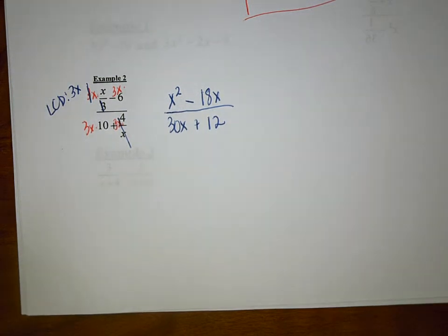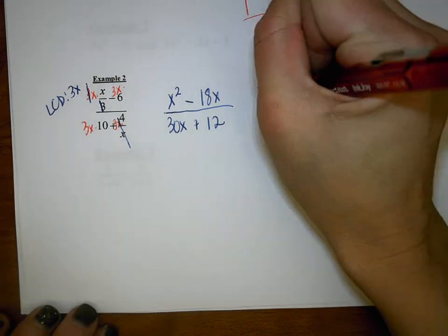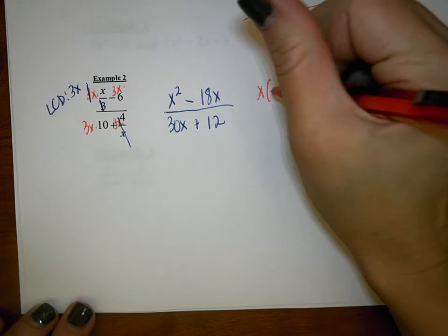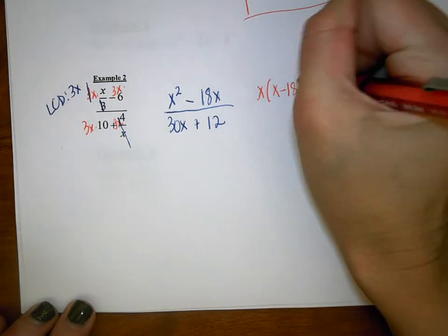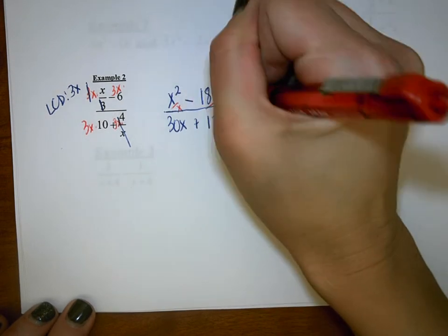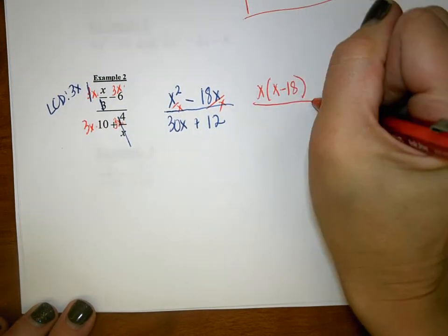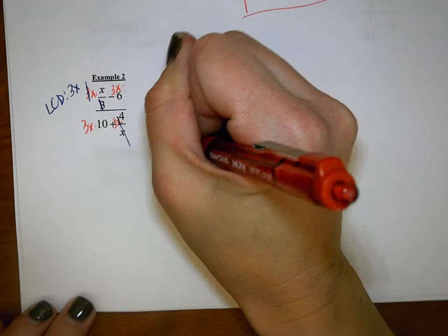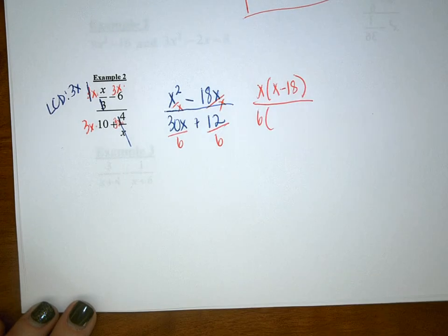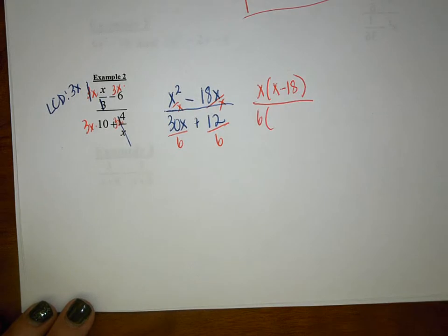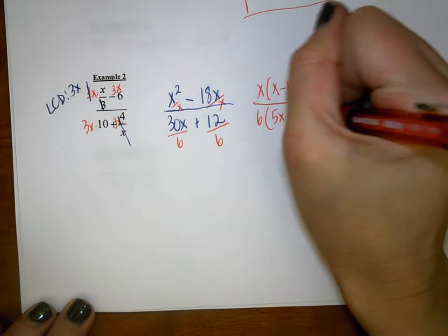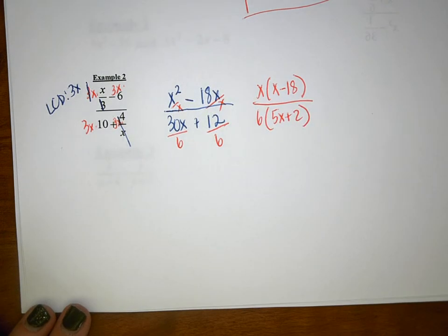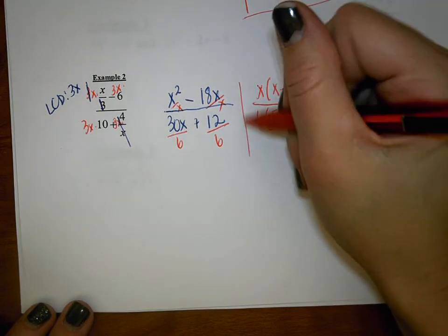Okay, so on the top, can I factor that at all? Good. I can take out an x, and I'm left with what? X minus 18 is correct, because we're dividing each of these terms by x. In my denominator, do I have a GCF? A 6. Very good. Which means I'm dividing each of these terms by 6, and what am I left with? 5x plus 2. Can I reduce anything here? No. So this is my answer.